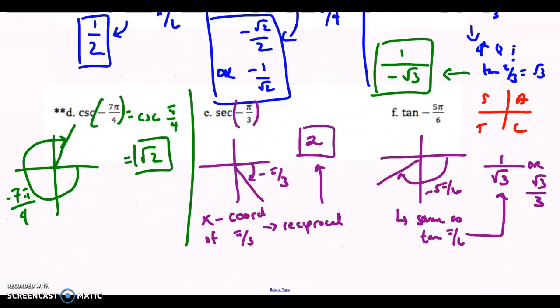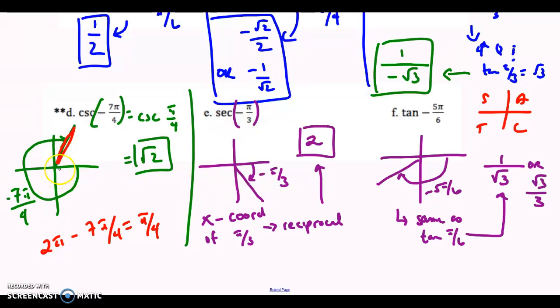For the next one, negative 7 pi over 4 might have been tricky, and actually the last 3 might have been tricky, and here's why: because we have a negative value. Negative means we're going clockwise. So instead of going 7 pi over 4 here, I went negative 7 pi over 4, which really means I did 2 pi minus 7 pi over 4. That happens to be pi over 4. So this value that I'm actually looking at is pi over 4.